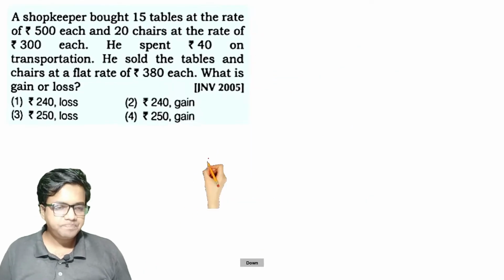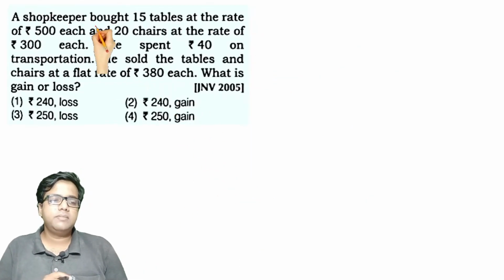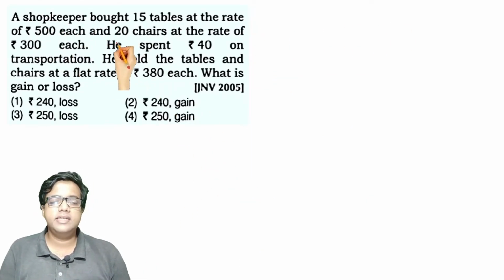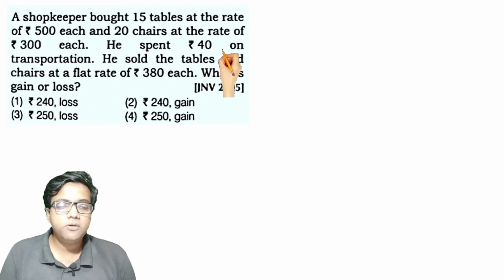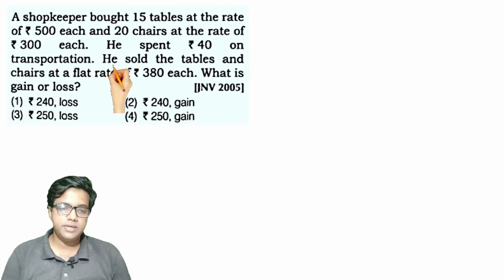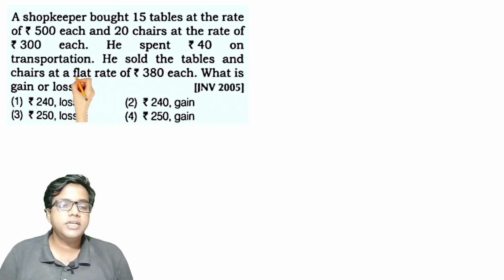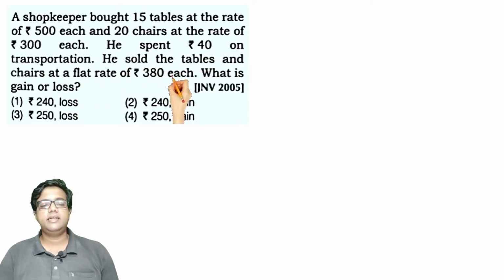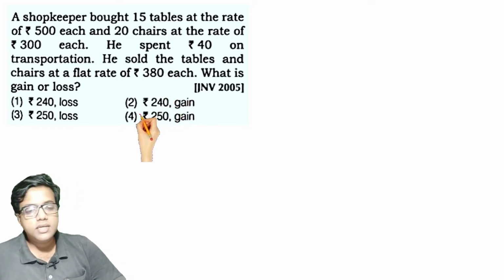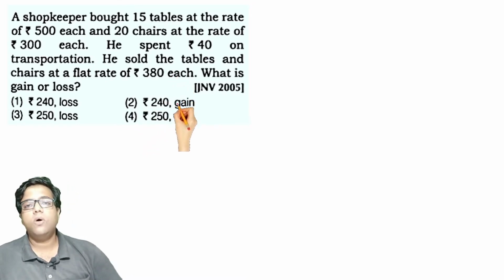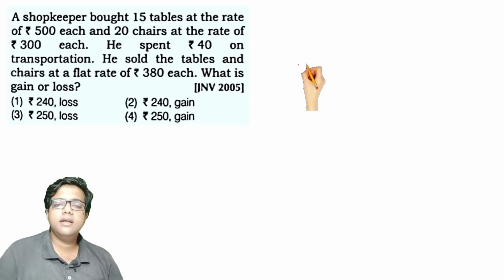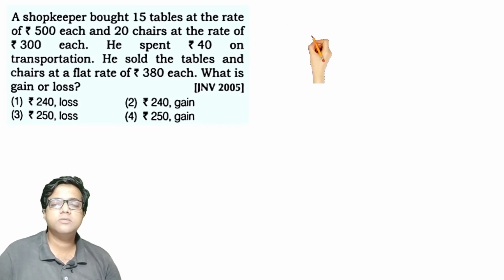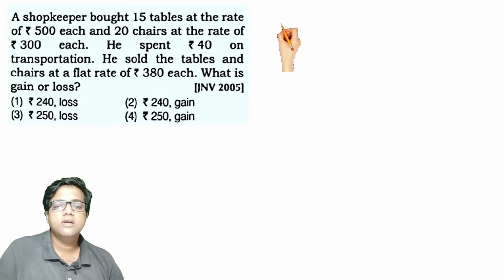Let's move ahead. A shopkeeper bought 15 tables at the rate of 500 each and 20 chairs at the rate of 300 each. He spent 40 on transportation. He sold the tables and chairs at a flat rate of 380 rupees each. What is the gain or loss? So what is the total expenditure, the total cost price of all the tables and chairs?